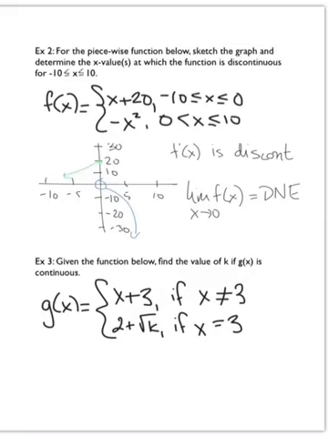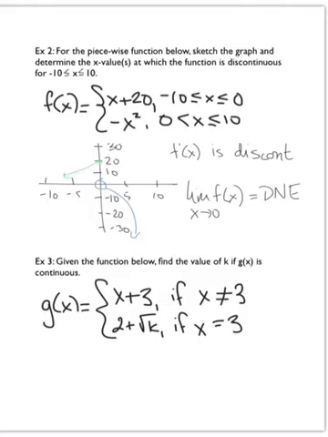For our last example, given the function below, find the value of k if g of x is continuous. If g of x is continuous, and this is a piecewise function, that means that the limit from the left-hand side has to equal the limit from the right-hand side. If there's an open circle at one point, it has to be filled in. It has to be continuous, so they have to intersect. If they're intersecting, we want to find the point of intersection, which is setting them equal to each other.